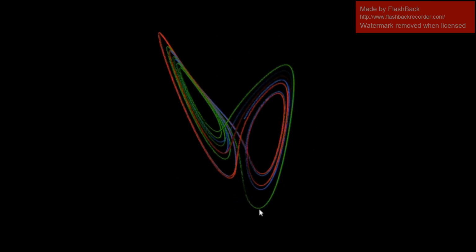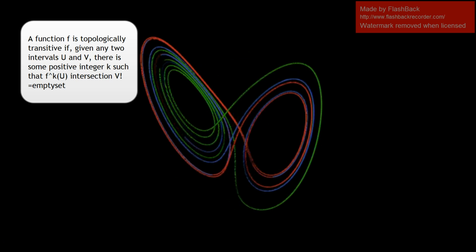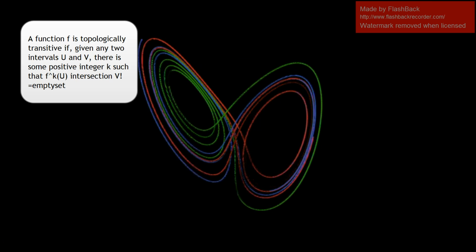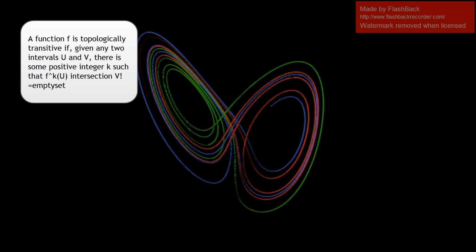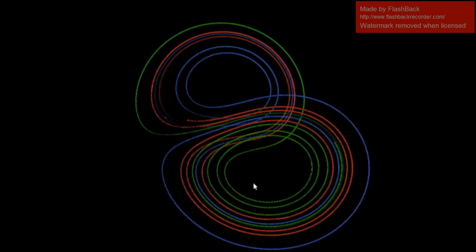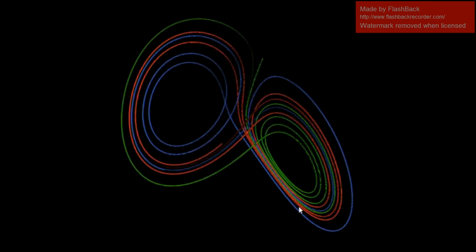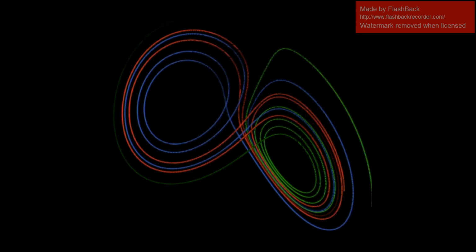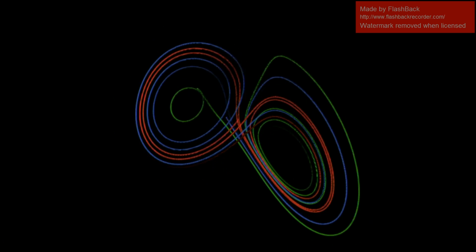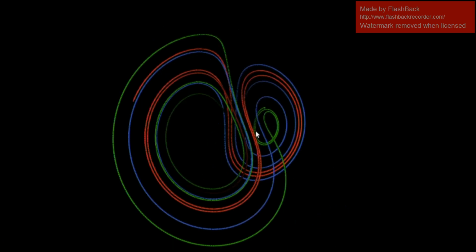The definition of topologically transitive is that g from J to J is said to be topologically transitive if for any pair of open sets U and V in J, there exists a k such that g^k(U) intersected with V is not the null set. And what that basically says is there will be some iterate of g of the open set U that will intersect the open set V.